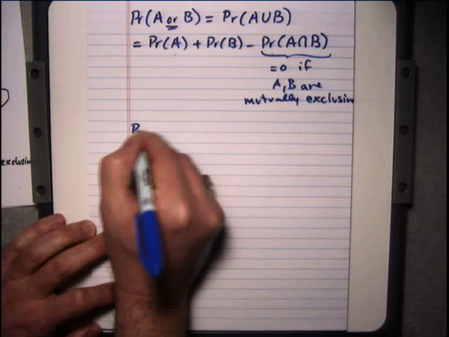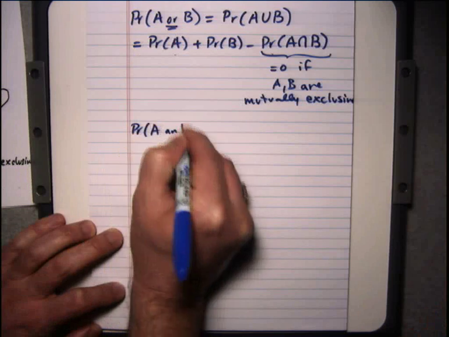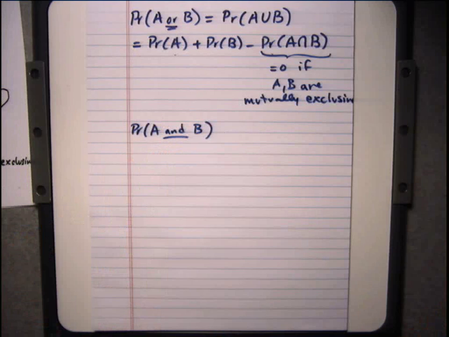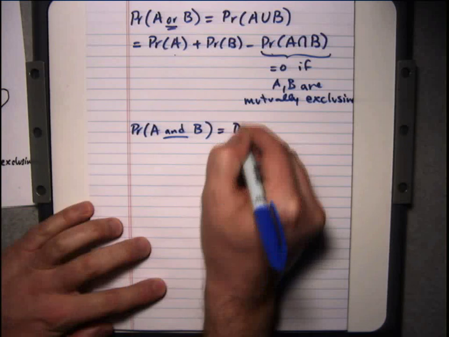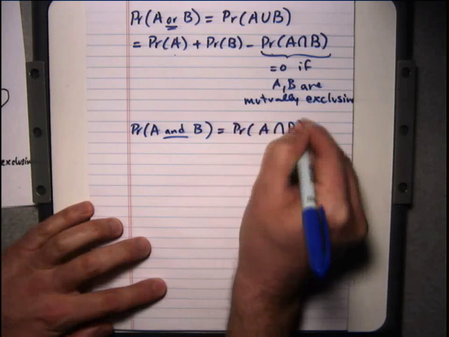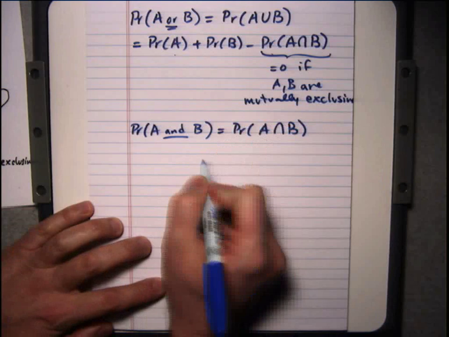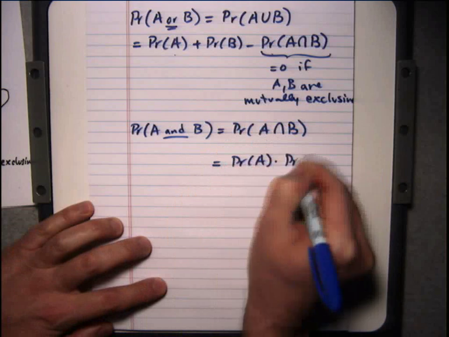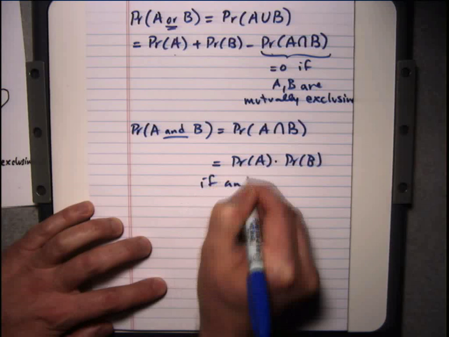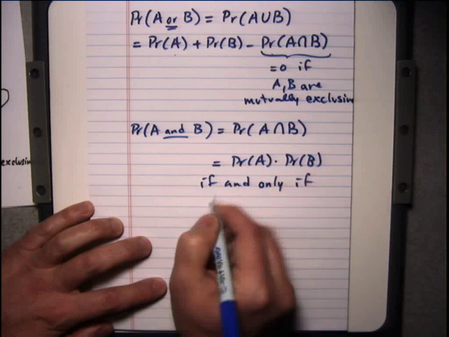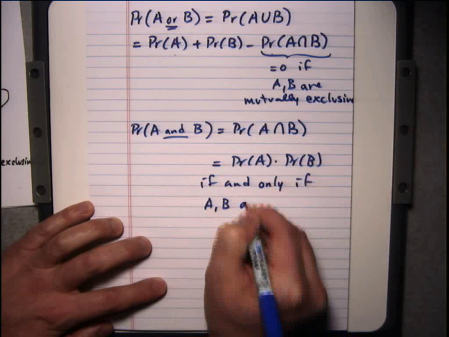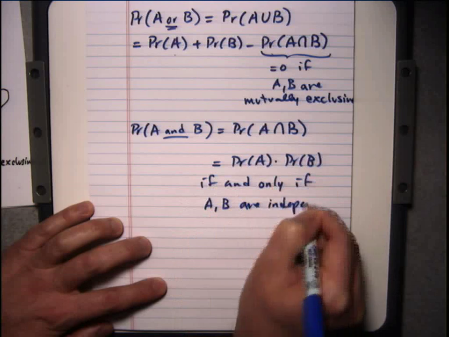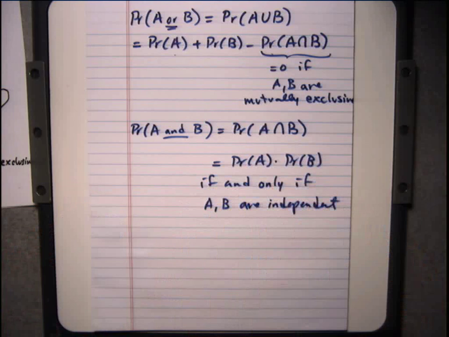What about the probability of A and B? Now we're talking about the area of intersection between those two sets that I just wrote down. So this is the probability of A intersect B. Now this happens to be equal to the probability of A times the probability of B if and only if A and B are independent. So if these are independent events, then the probability of their intersection is just a product.